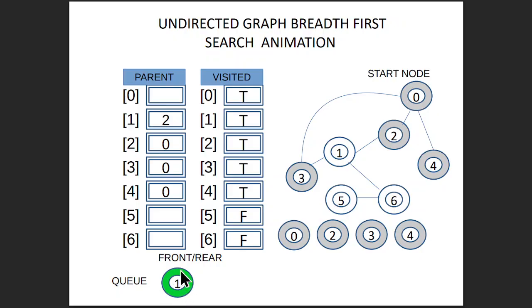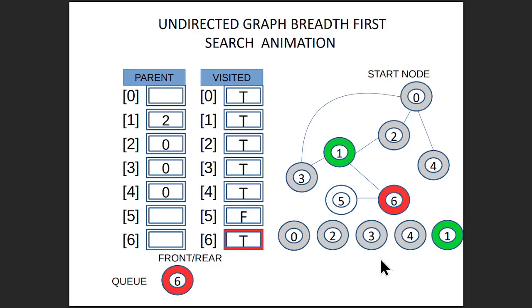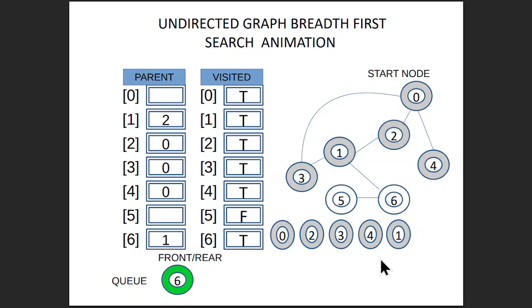Otherwise, dequeue the front element in the queue. Okay. Now process that particular vertex. It has 3 adjacent vertices, 2, 3, and 6. Okay. Out of which 2 and 3 are already visited. 6 is not visited. Therefore, we add 6 into the queue. There you go. Now we go back to step 1 to see if the queue is empty or not.